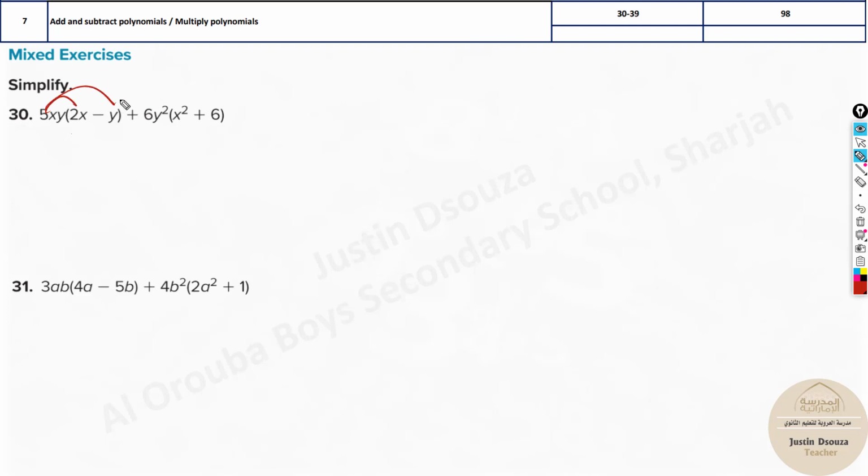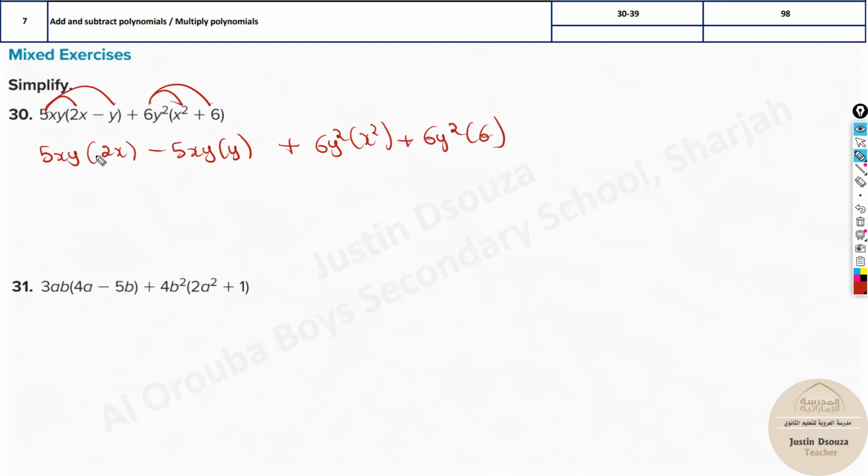That's it. Now multiply this inside. Here also multiply it inside. I'll write it in detail now. 5xy times 2x minus 5xy times y. This is what happens. Plus, now multiply this: plus 6y squared into x squared plus 6y squared into 6. Now what happens? 5 times 2 is 10x squared y minus 5xy squared plus 6x squared y squared plus 6 times 6 is 36y squared.